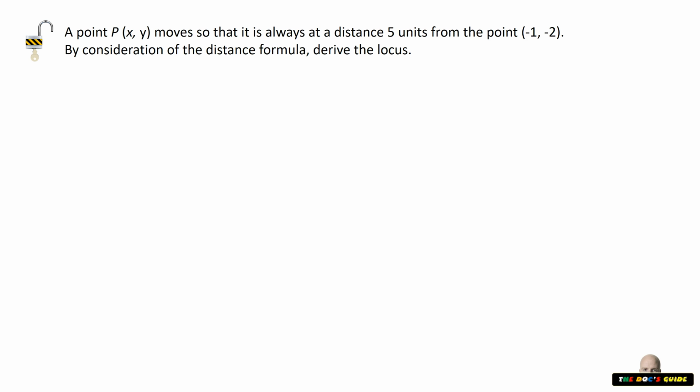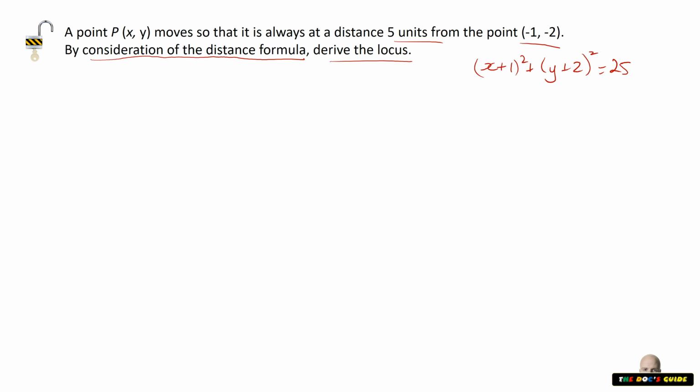Let's think about our next one. We've got a point moving so that it's always at a distance of 5 units from this point. Now we know that that's a circle, and we actually can write down its formula straight up. So that would be x plus 1 squared plus y plus 2 squared equals 25. But in this question it said, by consideration of the distance formula, derive the locus.